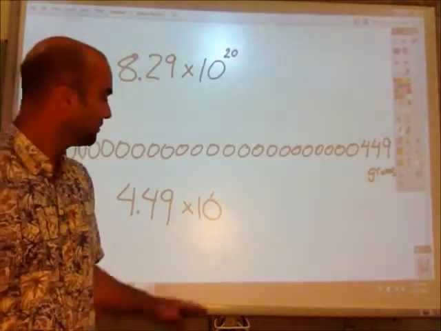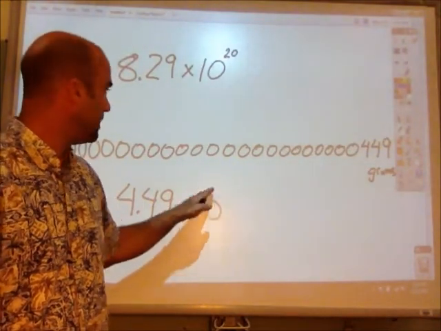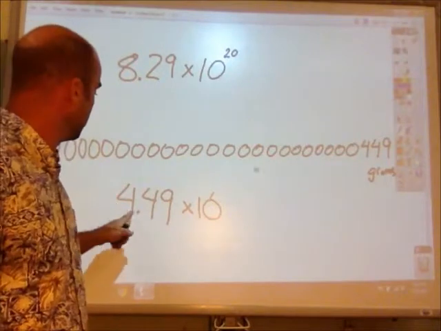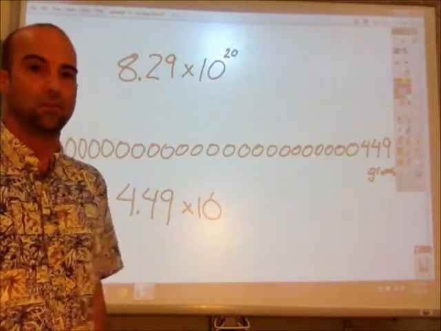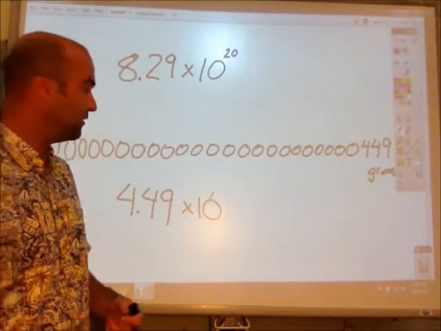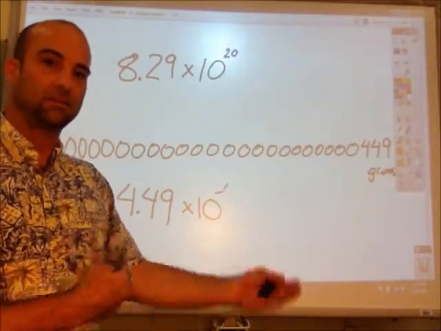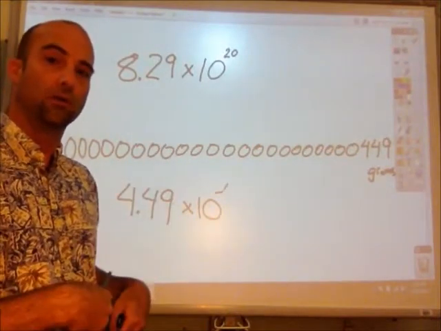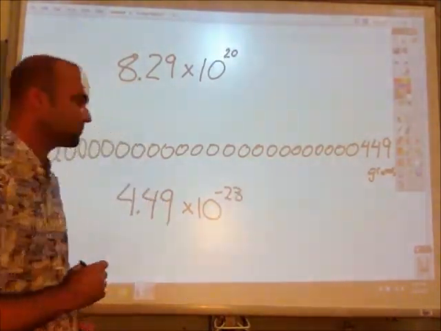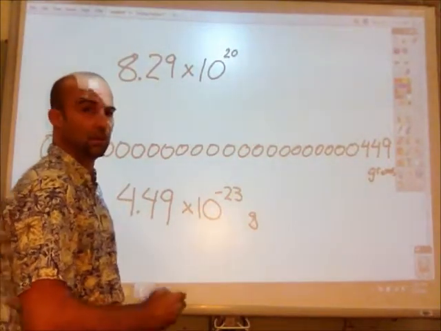Now in this case, if I were to multiply by factors of 10, I would really be making this number bigger. And I want to make this number smaller. Really, we're dividing by 10. And a negative exponent is the same thing as the reciprocal, another 1 over, or divide by 10. That's the number of grams in one atom.